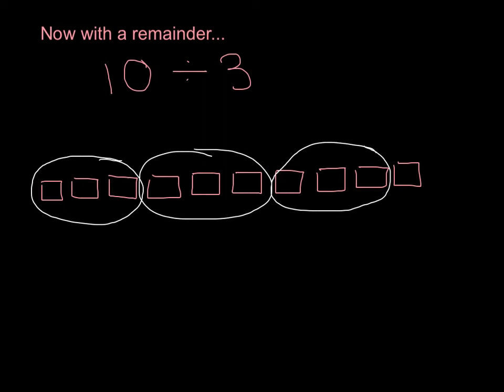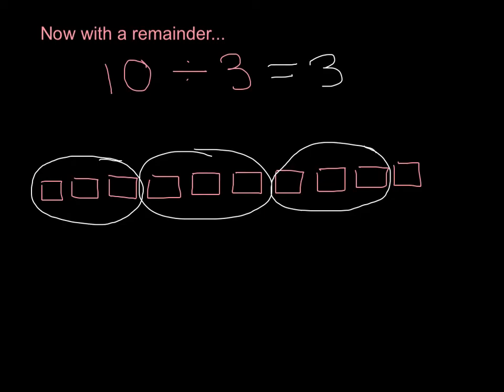And as you can see, I have 3 groups. So my answer would be 3, but that's not exactly true, because if I did 3 times 3, I would get 9, not 10. So my answer is not 3. I have to write this remainder. So as you know, I could write remainder 1, but instead I'm going to write this as a fraction.